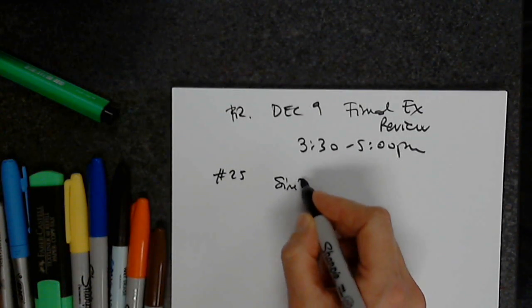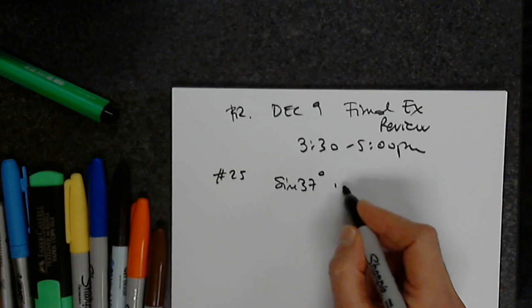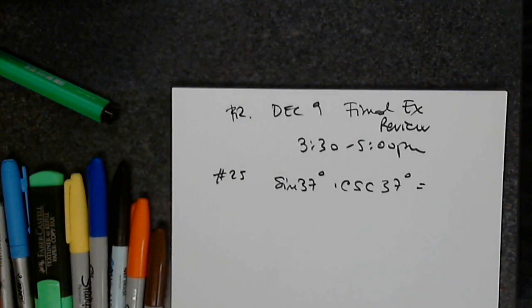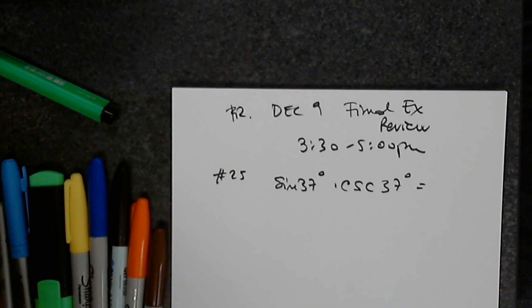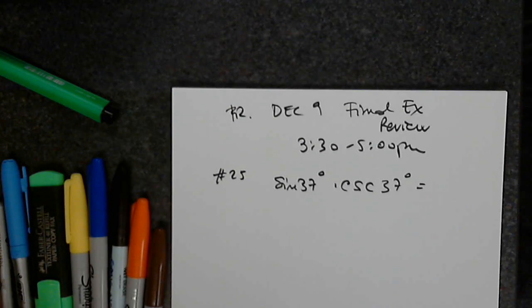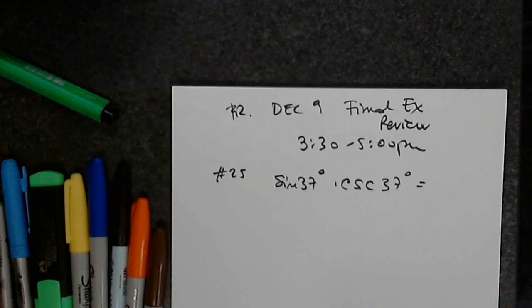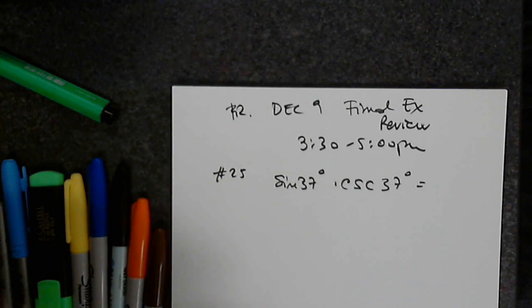We're asked to find sine 37 multiplied by cosecant 37 degrees. So now I'm asked to determine this product. Sine cannot be written in a simpler way than sine. Sine and cosine cannot be written easier than that. But cosecant has a formula.